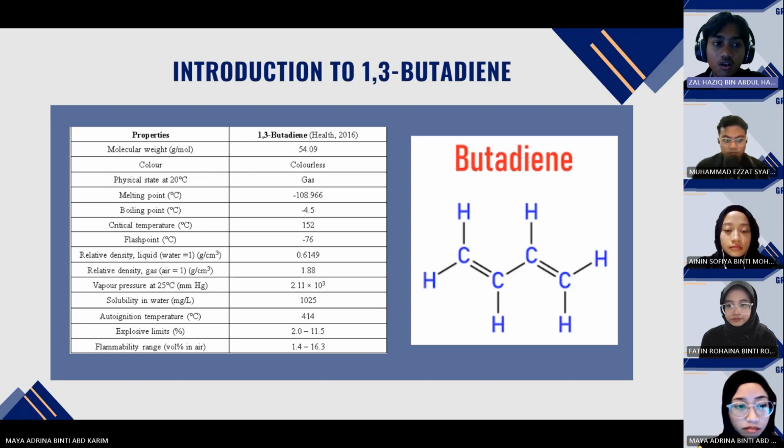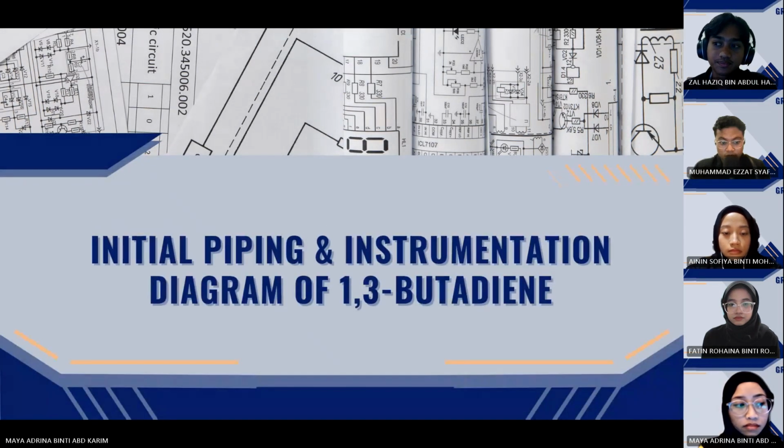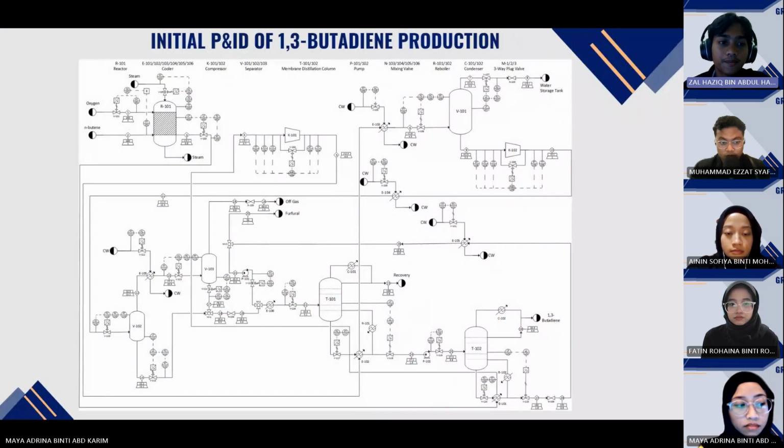Oxidative dehydrogenation of N-butene is a common process for producing 1,3-butadiene. The reactants are oxygen and N-butene, which are passed over a fluidized bed reactor at low pressure and high temperatures using metal ferrites and molybdates as catalysts. So the next slide shows the initial P&ID of 1,3-butadiene. So, the reactants are fed to the reactor before being compressed in the compressor.